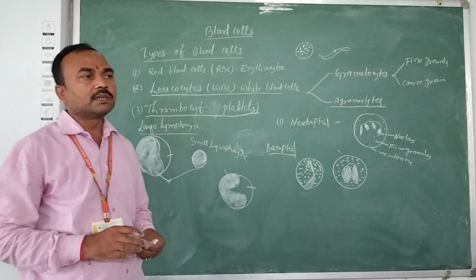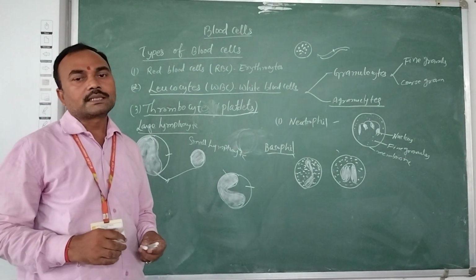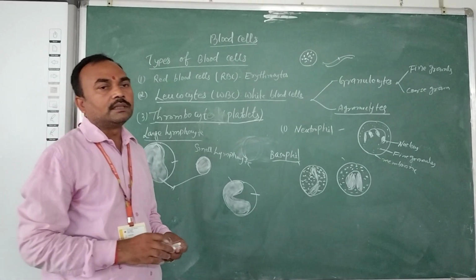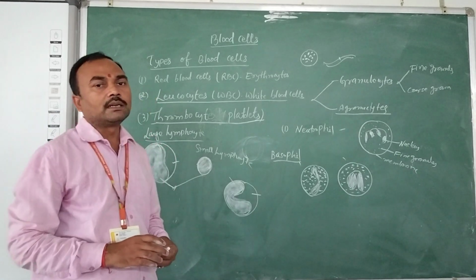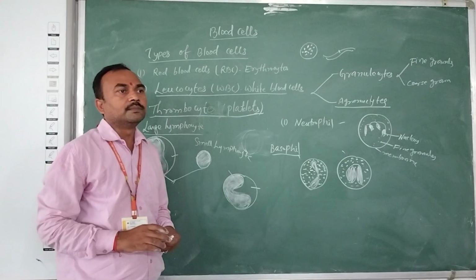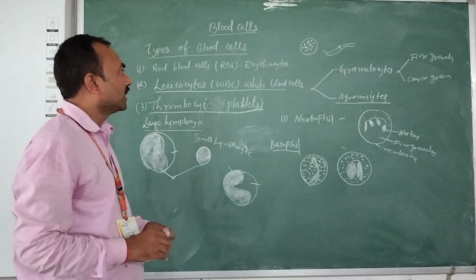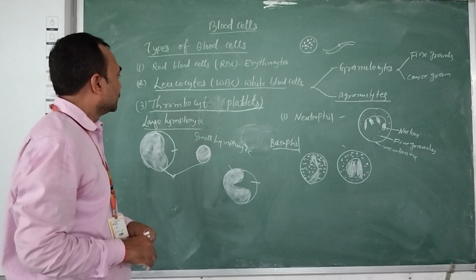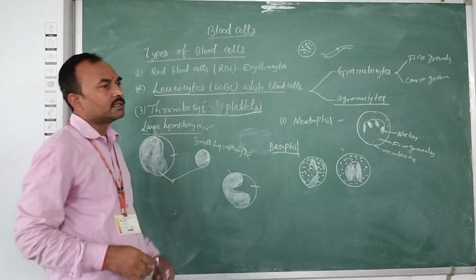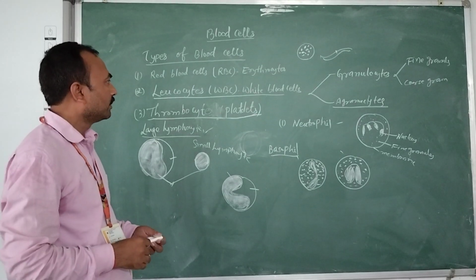Once the platelet number decreases, rash-like things happen in our body, which is very allergic, and the body becomes irritating, with itching. So platelets are also very important blood cells present in our body.